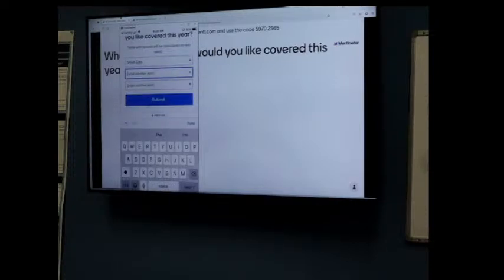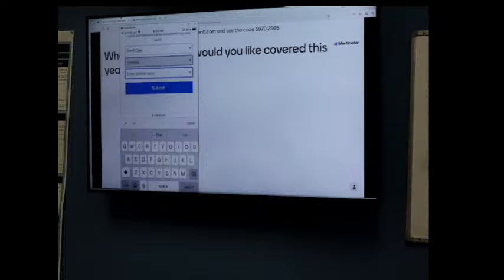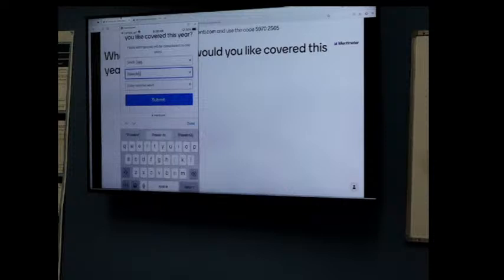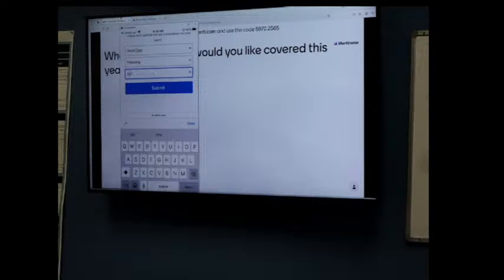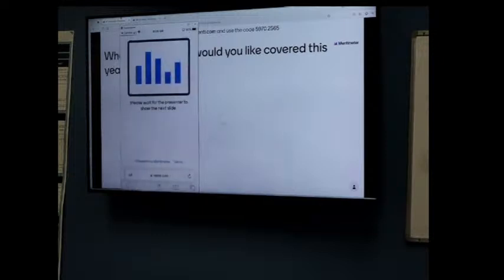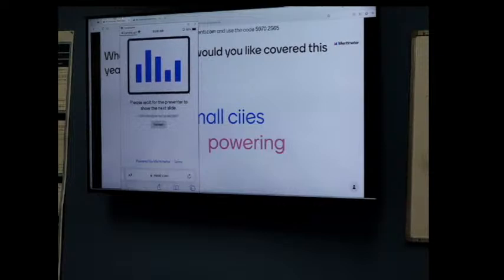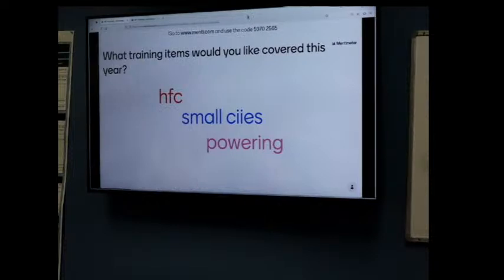Let's just say that I'd like to have training on powering. And then training on, of course I have to spell powering, right? And then training on, let's see, HFC. Click submit. So as you guys go ahead and load in the things that you'd like to see training on in the upcoming months, just go ahead and click it in and we'll take a look at that. Of course I spelled cities wrong and I'll pay for that forever.